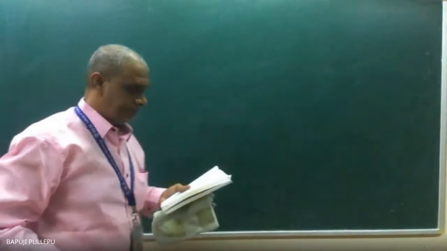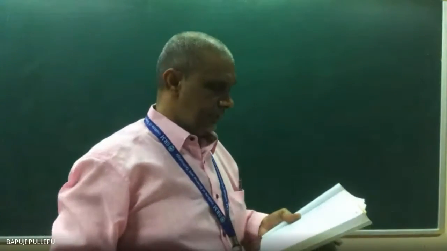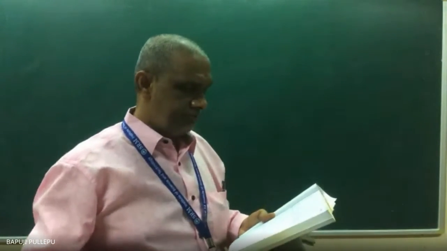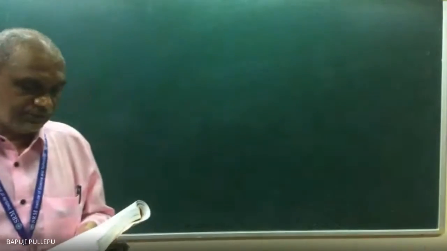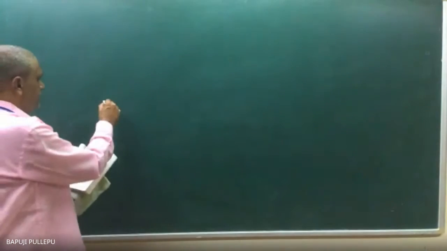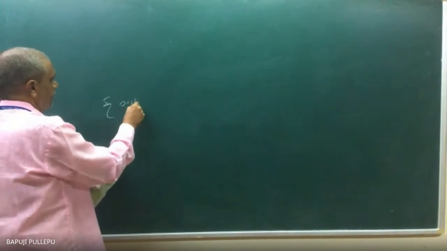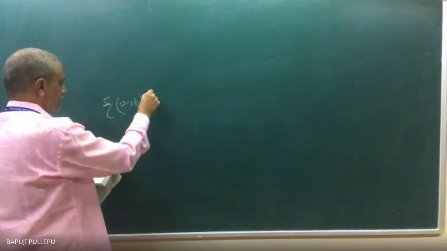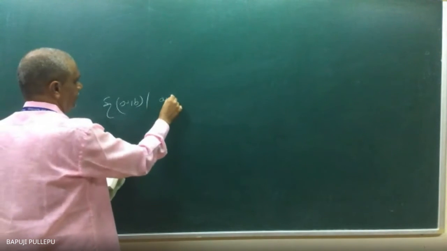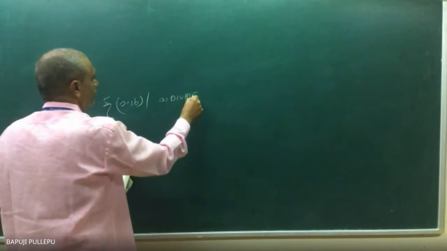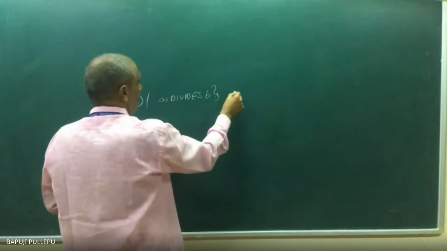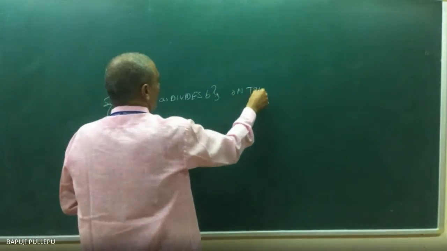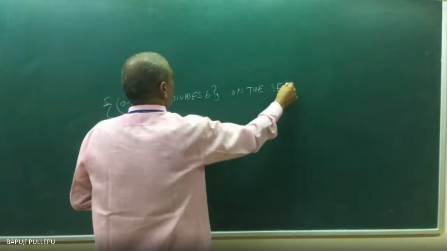Draw the diagram representing the partial ordering (a, b) where a divides b. What does that mean? b by a, if you take one, it may be 0, such a way you can choose. This we already did. (a, b) such that a plus b on this set.